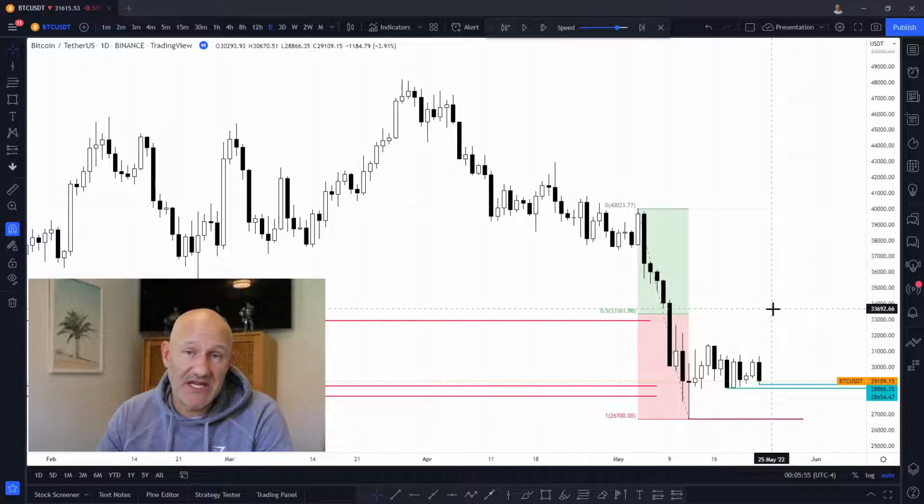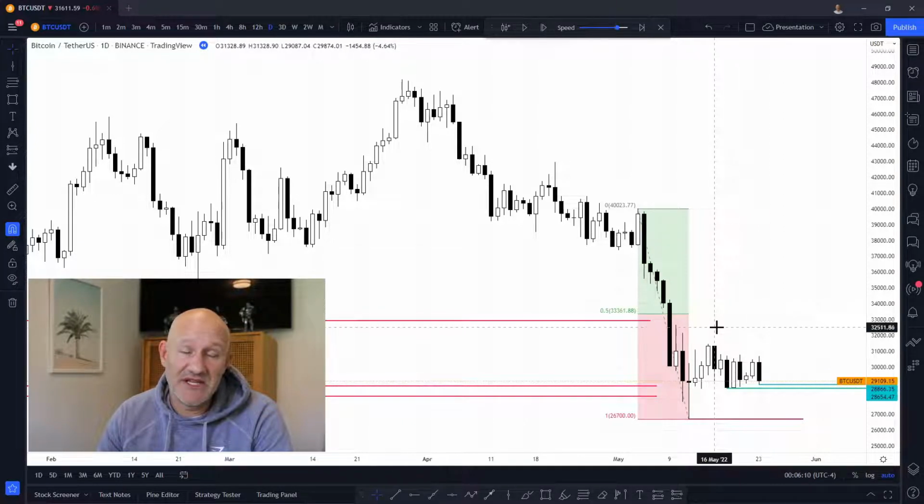So my expectation is we're going to revisit the bottom end of this channel. We'll revisit the low of the previous day and probably revisit the lows down here. So I'm expecting another down close candle. And so my bias going into the 24th is bearish.